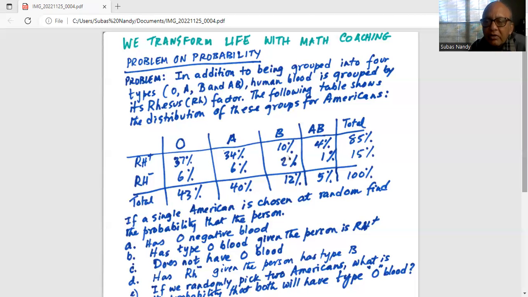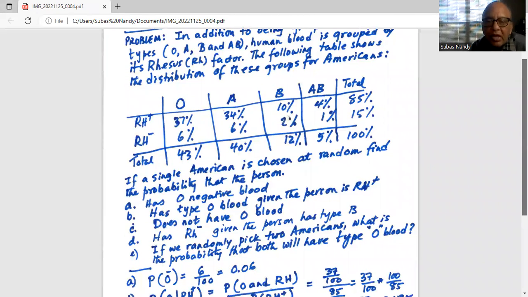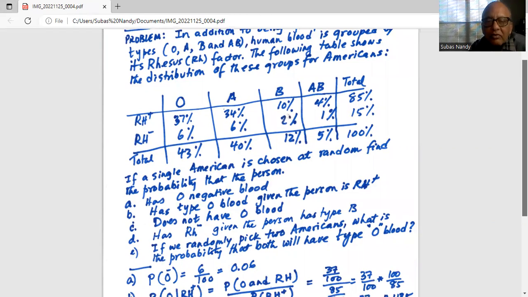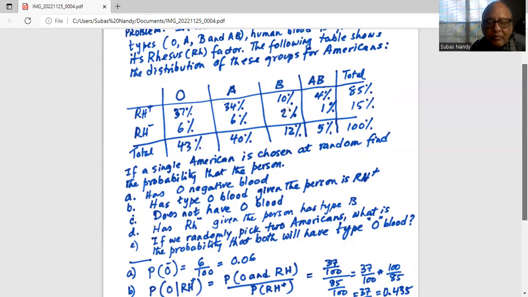Now we have the following question. If a single American is chosen at random, find the probability that the person has O negative blood. Okay, that's part A. So that will be probability of O negative. That is O and Rh minus, which is 6 over the total of 100, is 0.06.